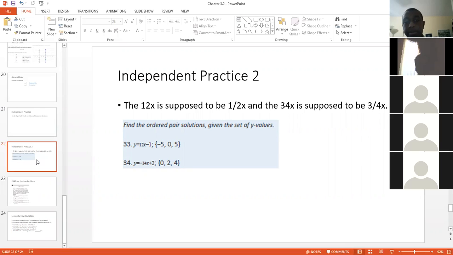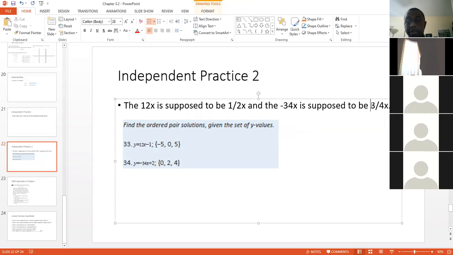Here's some more independent practice. I'm going to give you guys a few more minutes to do this one. Note that the 12x here is supposed to be 1/2 x, and the -34x here is supposed to be -3/4 x. Find the ordered pair of solutions given the set of y values. There's no graphing involved, just find ordered pair solutions with these y values that they gave you. These are y values, not x values.